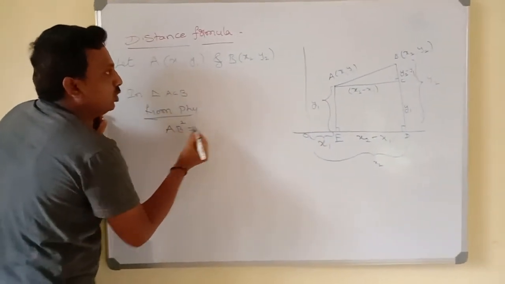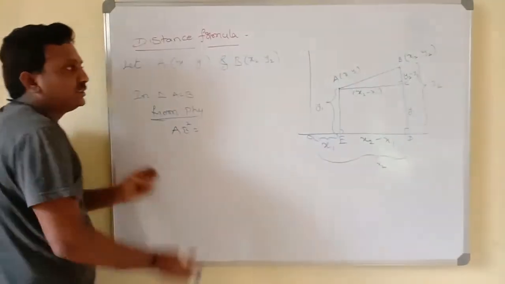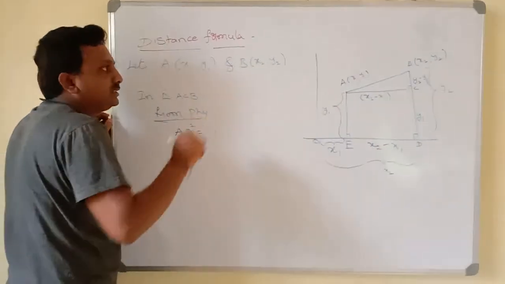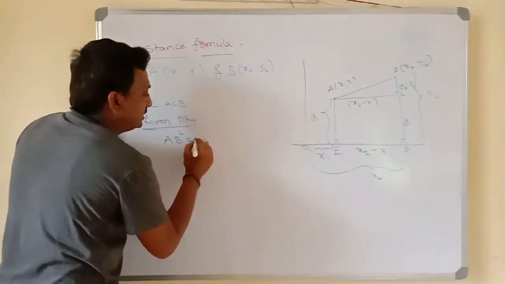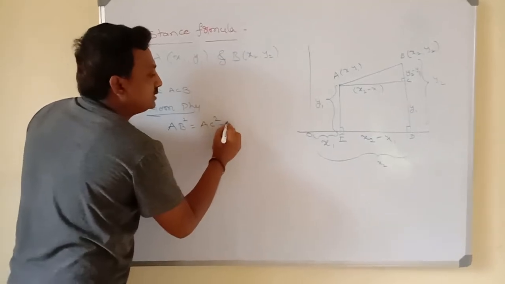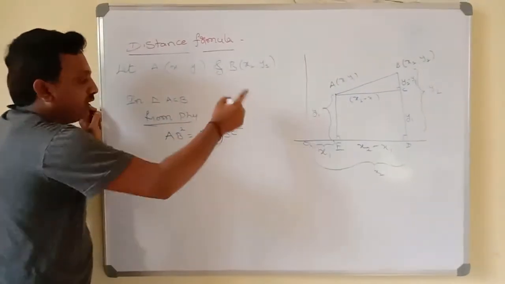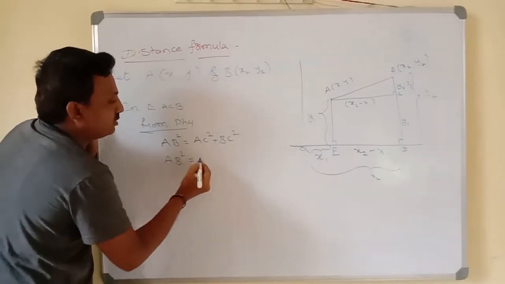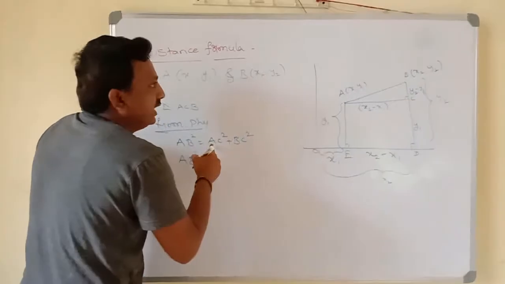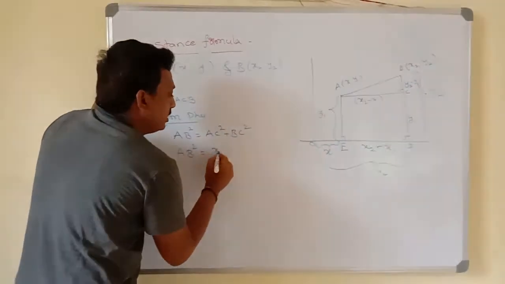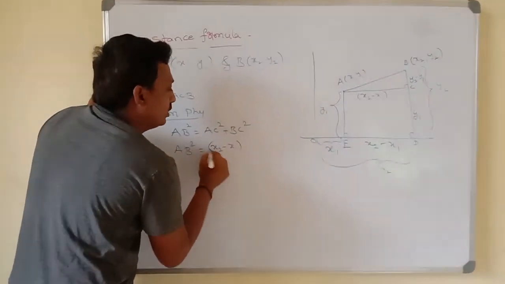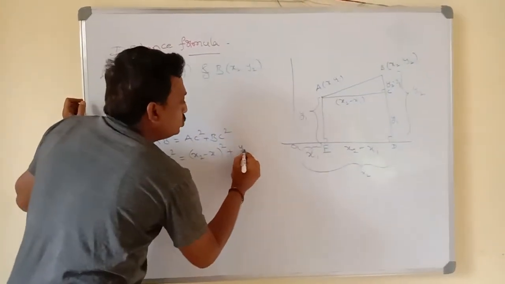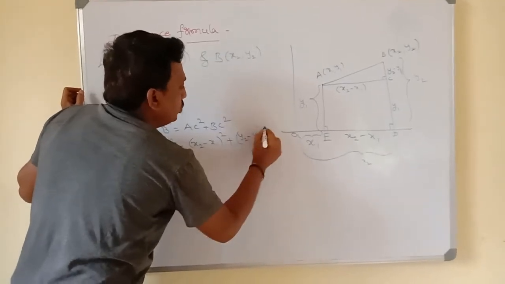So AB square equals, that is the hypotenuse. What is the longest side in a right angle triangle? That is called the hypotenuse. We know that concept, the definition also. So that is AC square plus BC square. So here, observe, if we want AB, that is AB square, right? Like that only. So what is the AC square? X2 minus X1 whole square, plus BC square, Y2 minus Y1 whole square.